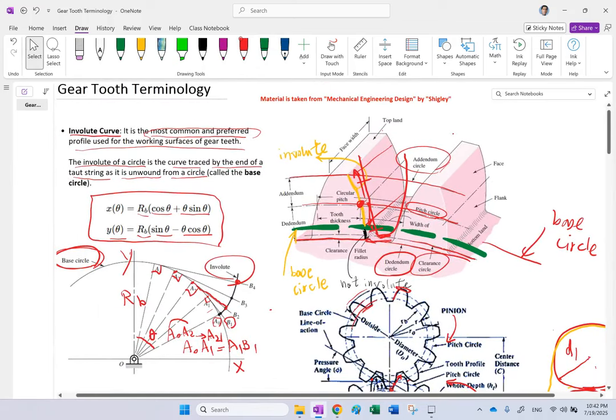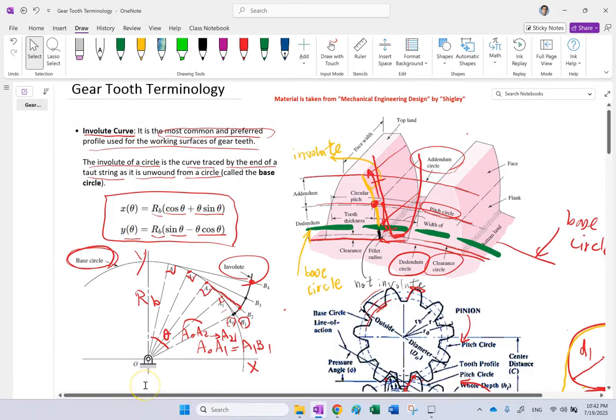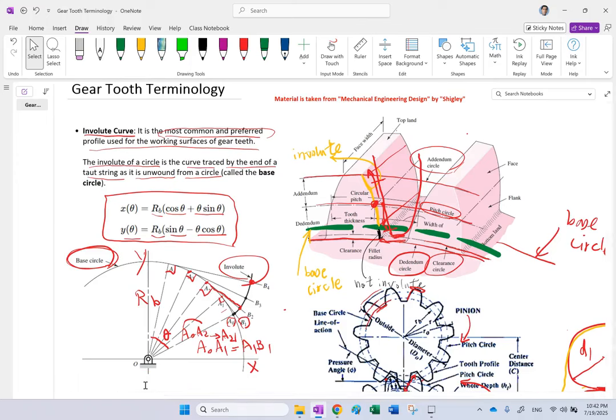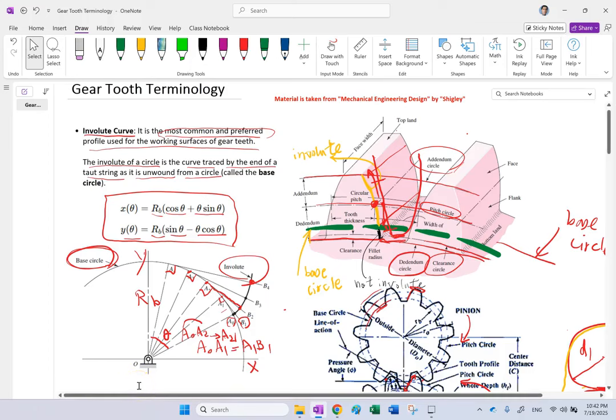Okay, so there are 5 circles that you can define for a gear: addendum and dedendum are physical; base circle, clearance circle, and pitch circle are not physical. I mean, they're imaginary. Yes, you can draw them, you can measure them, there are formulas for them, but not something that you can exactly draw with a marker or something on a gear.